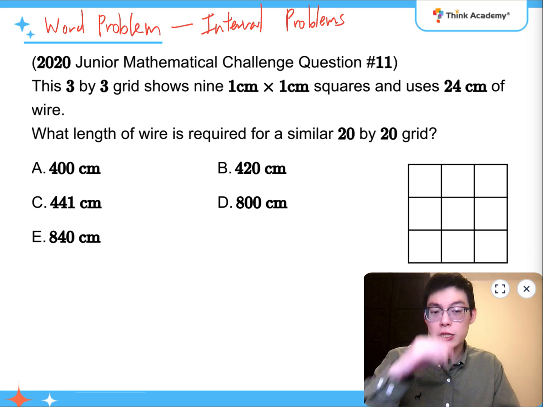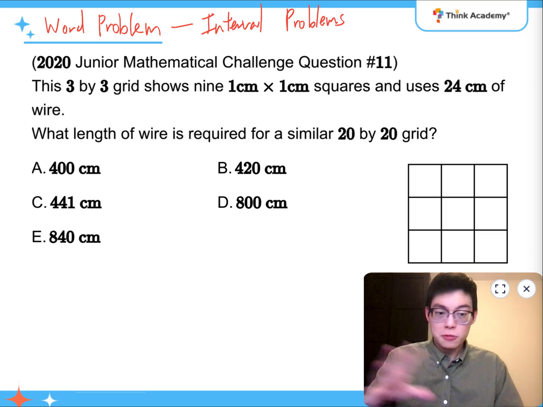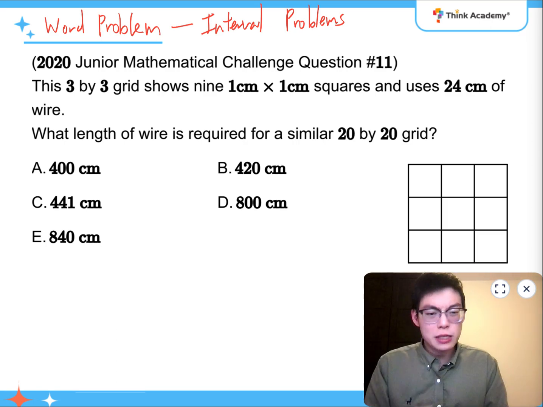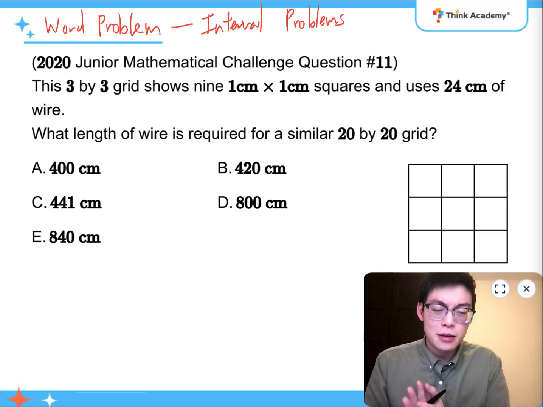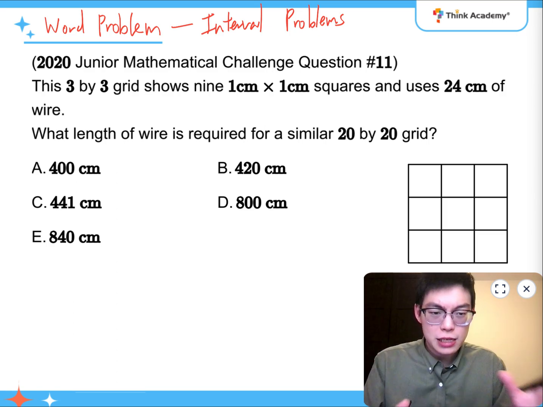Because that's the key to solving this question. Otherwise, you're not drawing the 20 by 20 grid, are you? So why do I say that is an interval problem?